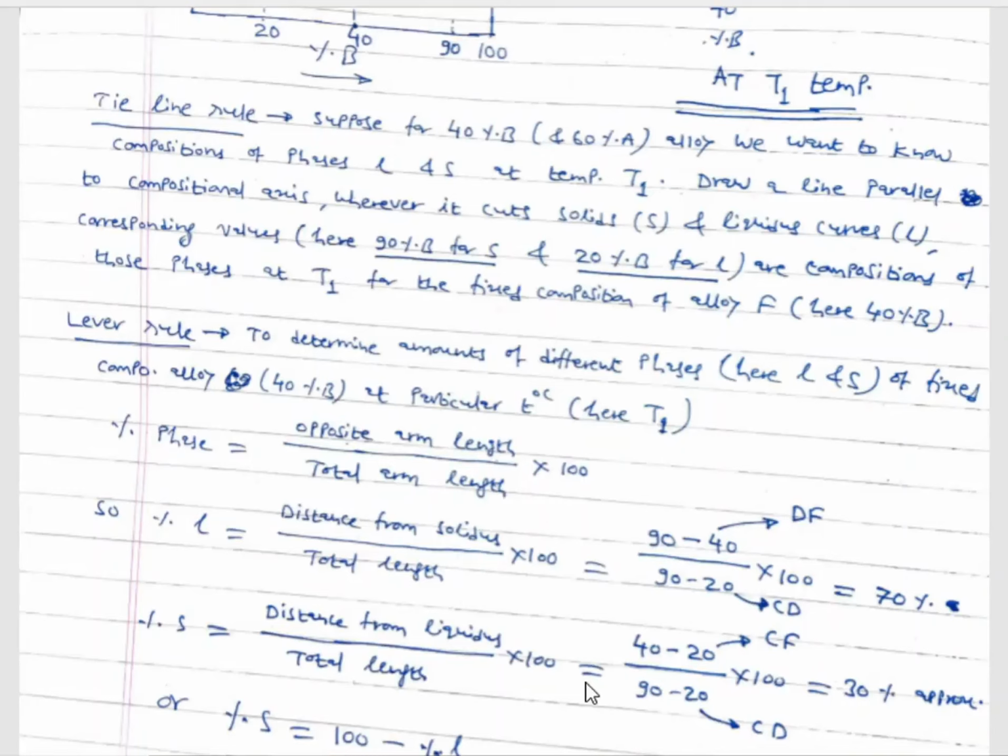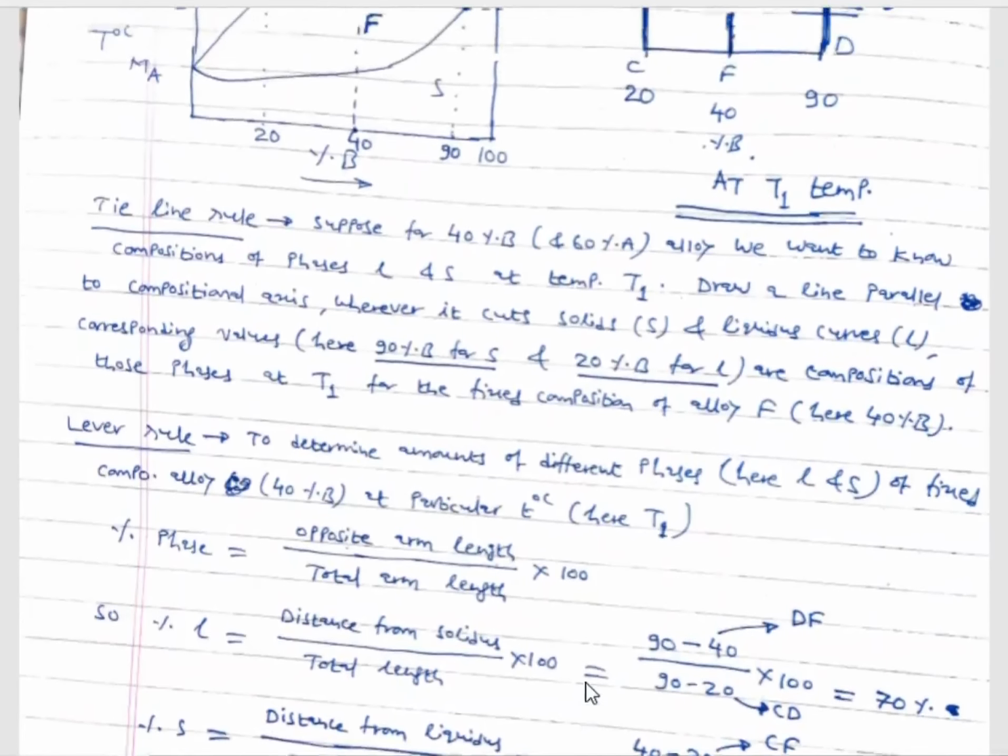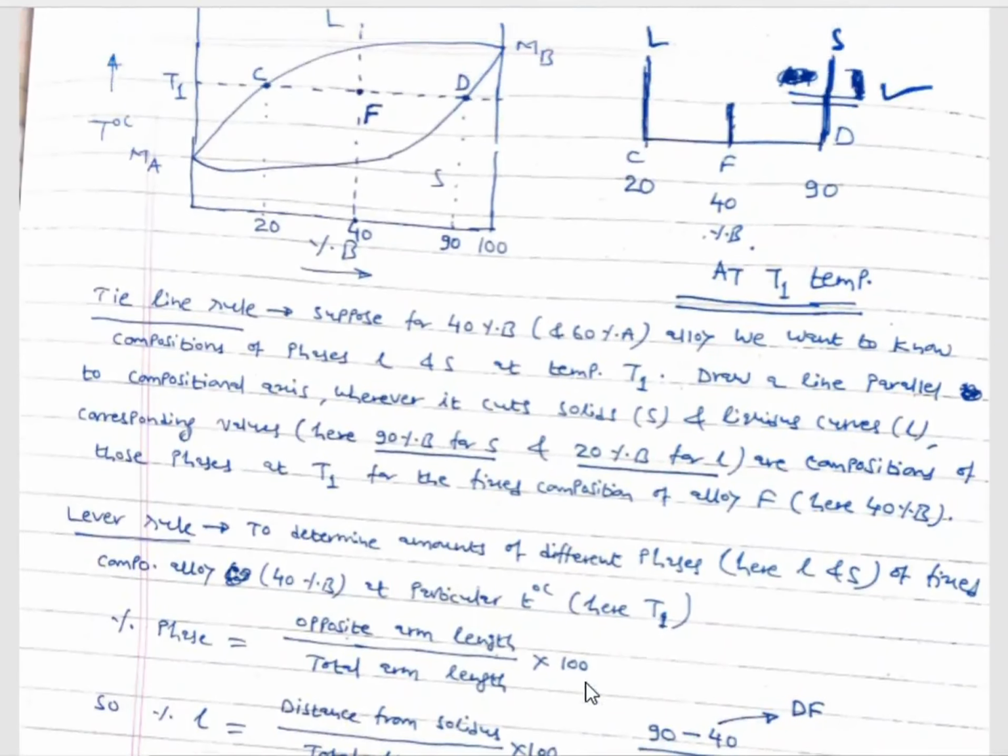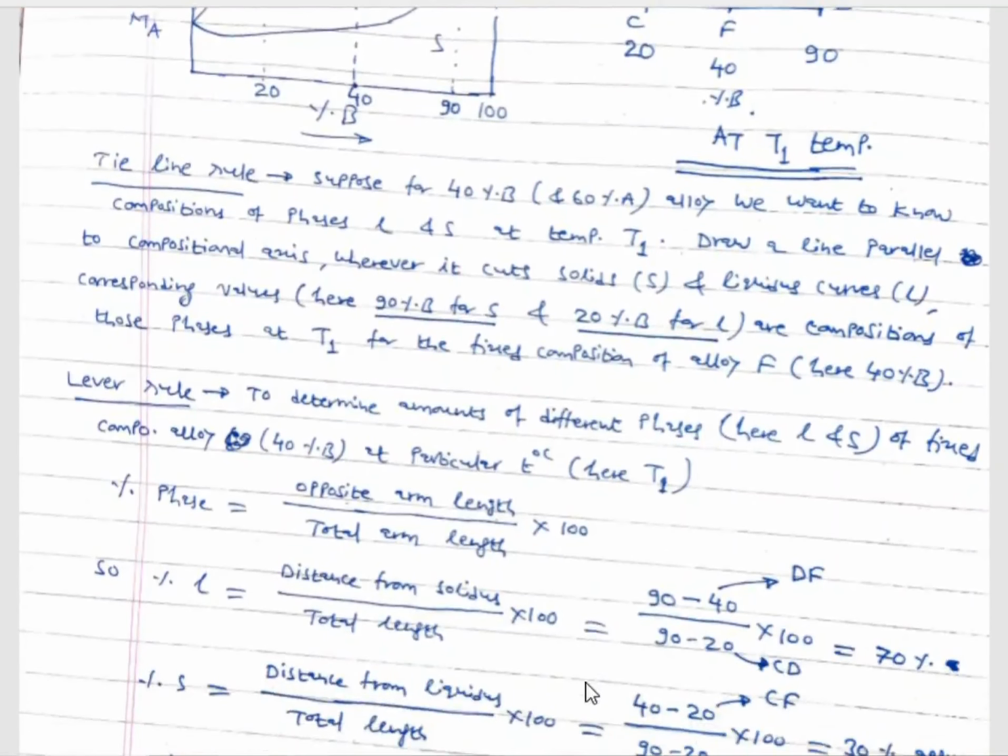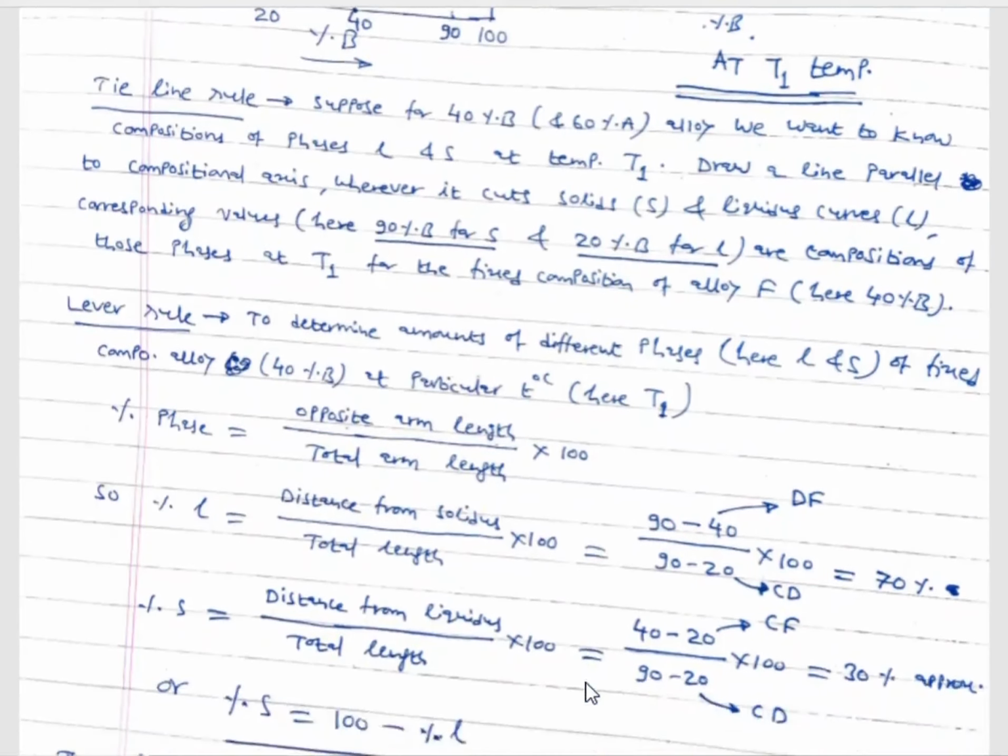In order to calculate percentage solid, again the opposite arm length will be the distance from liquid divided by total arm length. So the distance from liquid will be C to F, that is 40 minus 20. This is the opposite arm length for solid, that is the distance from liquid. And total arm length will remain the same, 90 minus 20. So 40 minus 20 divided by 90 minus 20 will come near to 30%.